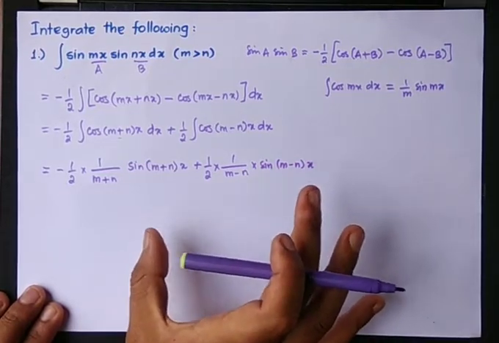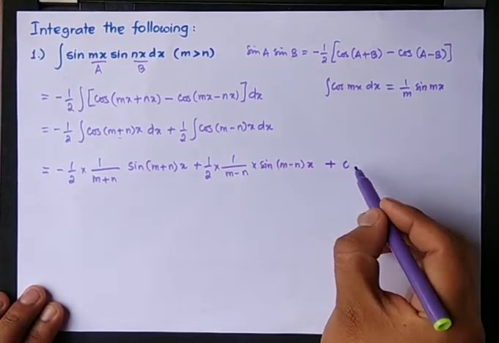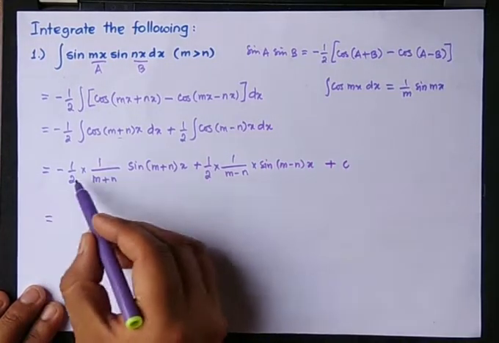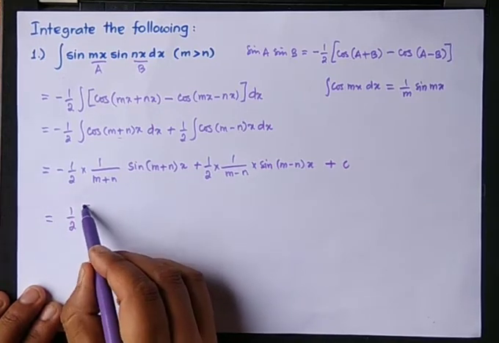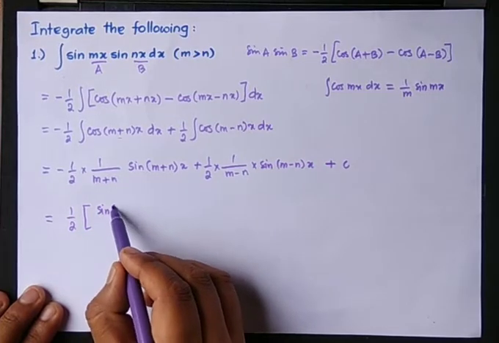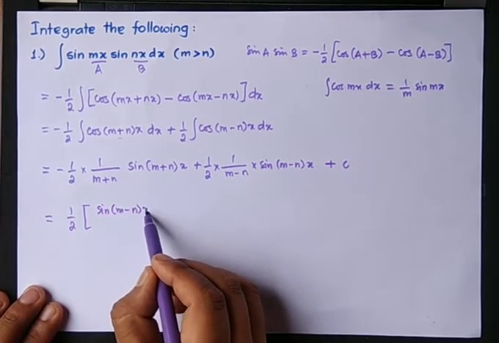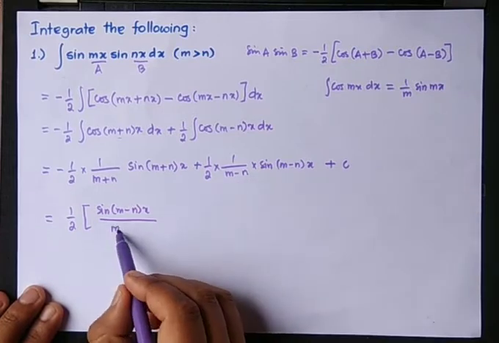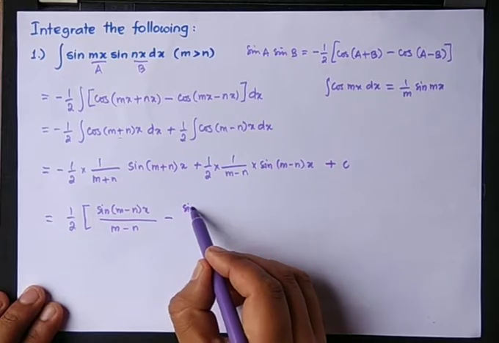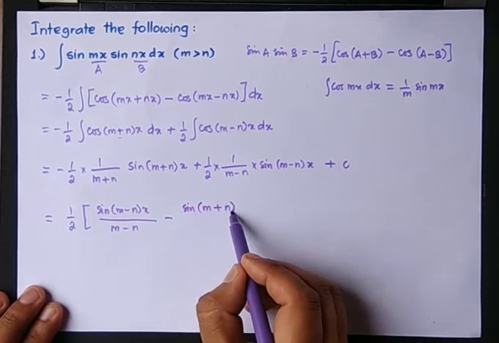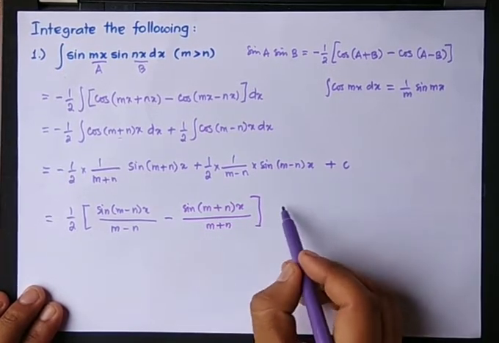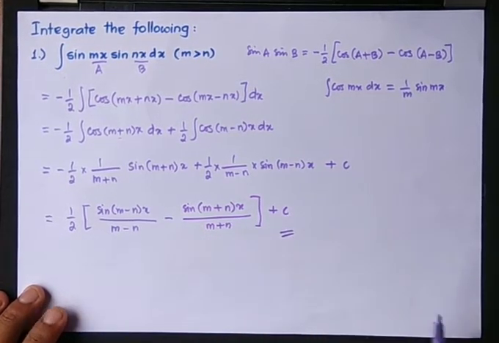Okay, so we have finished our integration part, so that's why I need to put a constant of integration out here, right? So let us keep this half common. So if I keep half common, then let us write this plus first. So we have got sine m minus n x by m minus n. So we have got minus here, so minus sine m plus n x by m plus n. Okay, so we have got plus c out here. So this will be our answer.